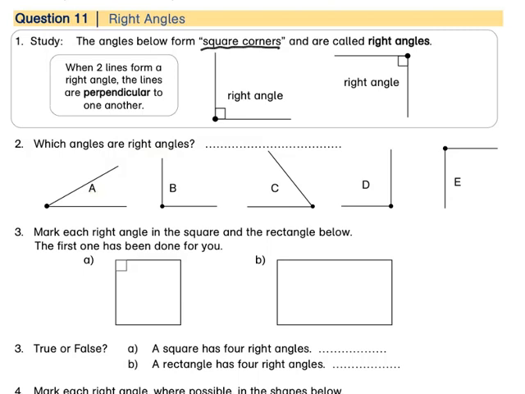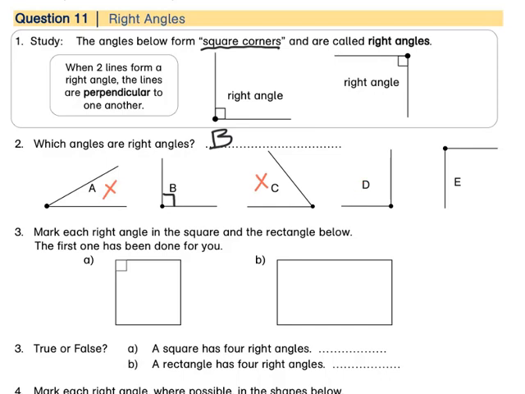If we look at A, the angle formed here is not square, therefore this is not a right angle. For B, this arm is standing directly up on that arm. Do you see that the two form a square corner? Therefore B is a right angle. If we look at C, do you see that this arm is lying closer to this arm? These do not form right angles.